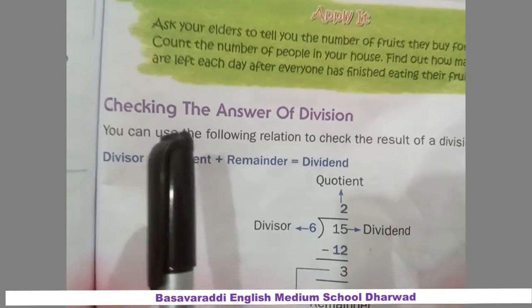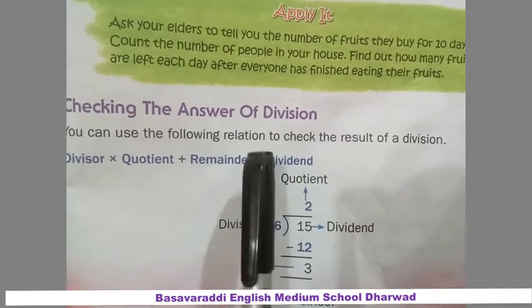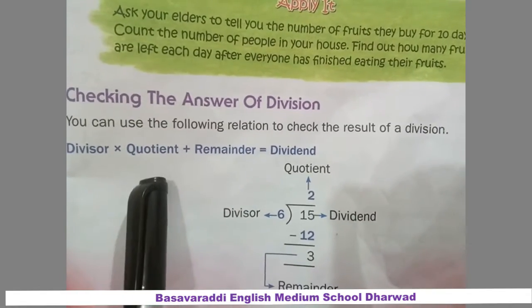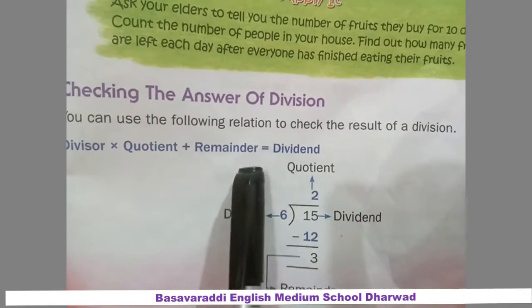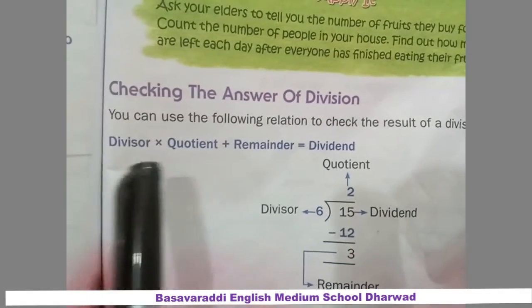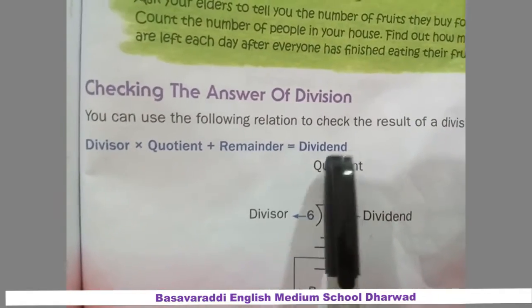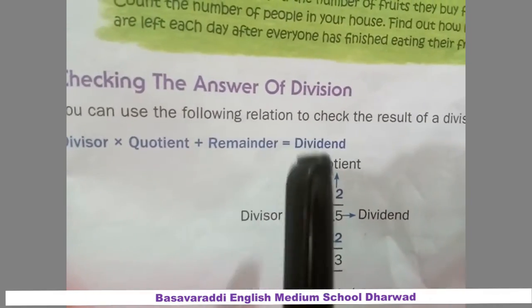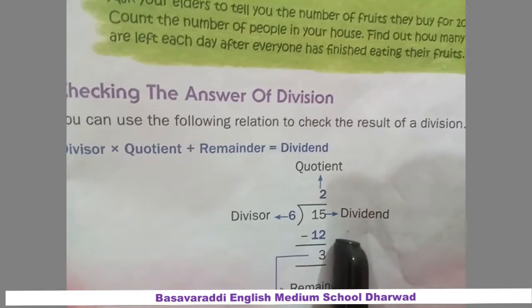Checking the answer of a division. We can use the following relation to check the result of division: divisor into quotient plus remainder is equal to dividend. When we multiply and add the remainder, if we get the dividend as the answer, then the answer is correct.